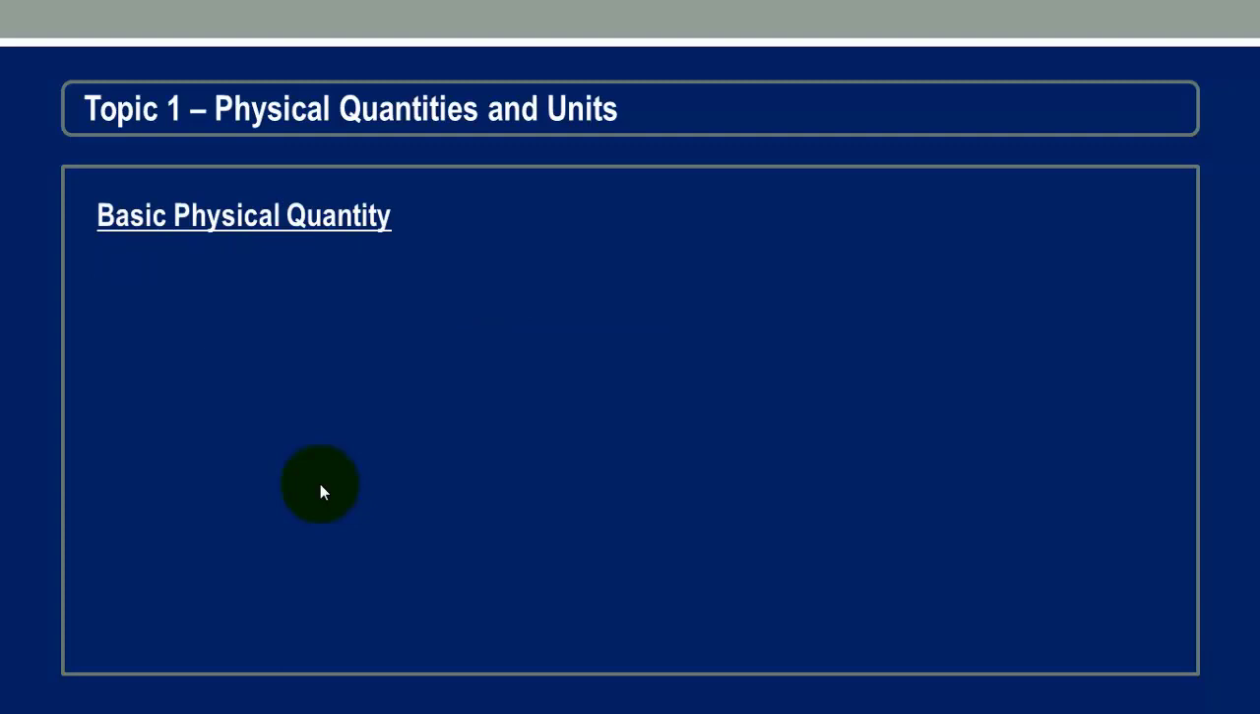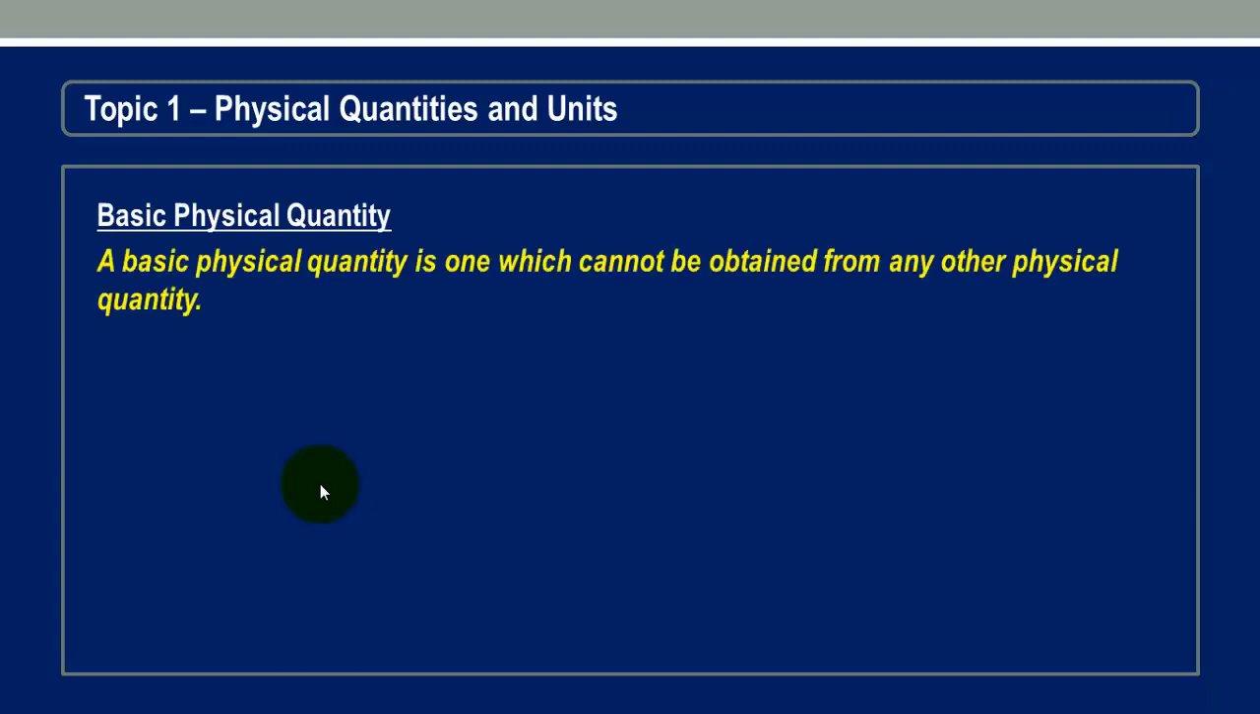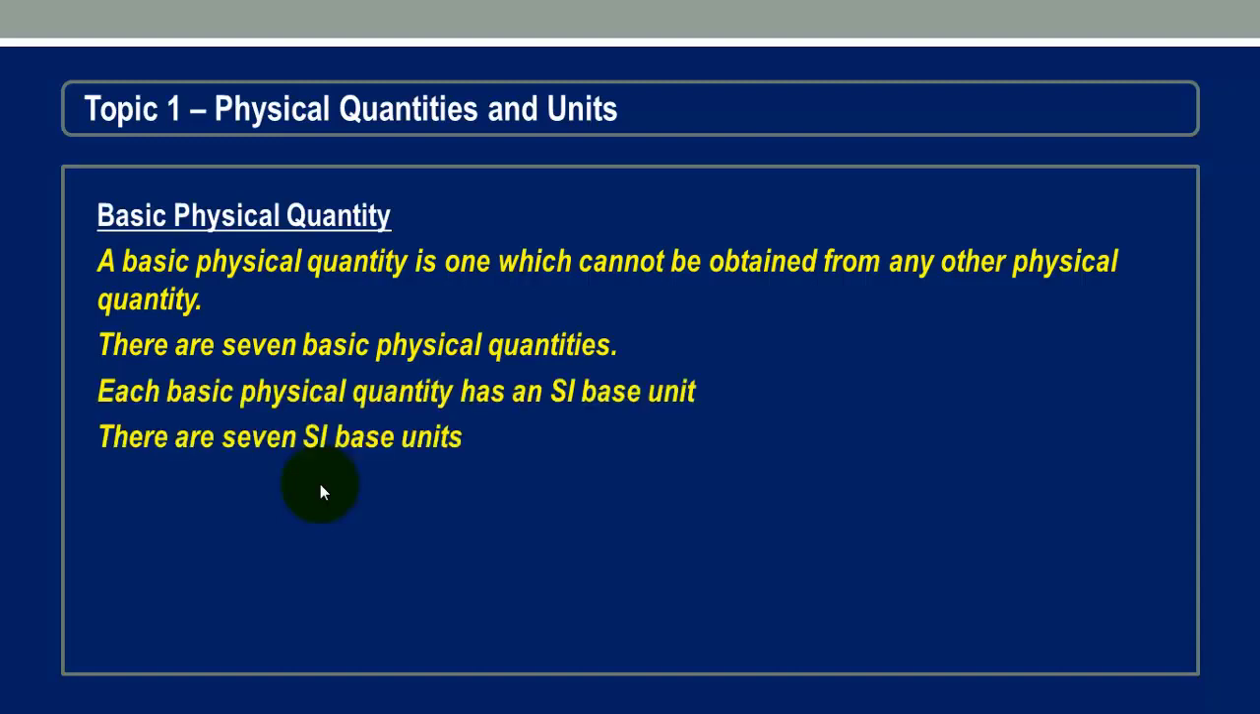There are two types of physical quantities. The first type is referred to as basic physical quantities, and the second type is referred to as derived physical quantities. Now, what is a basic physical quantity? A basic physical quantity is one which cannot be obtained from any other physical quantity. There are 7 basic physical quantities. Each basic physical quantity has an SI base unit. There are therefore 7 SI base units.